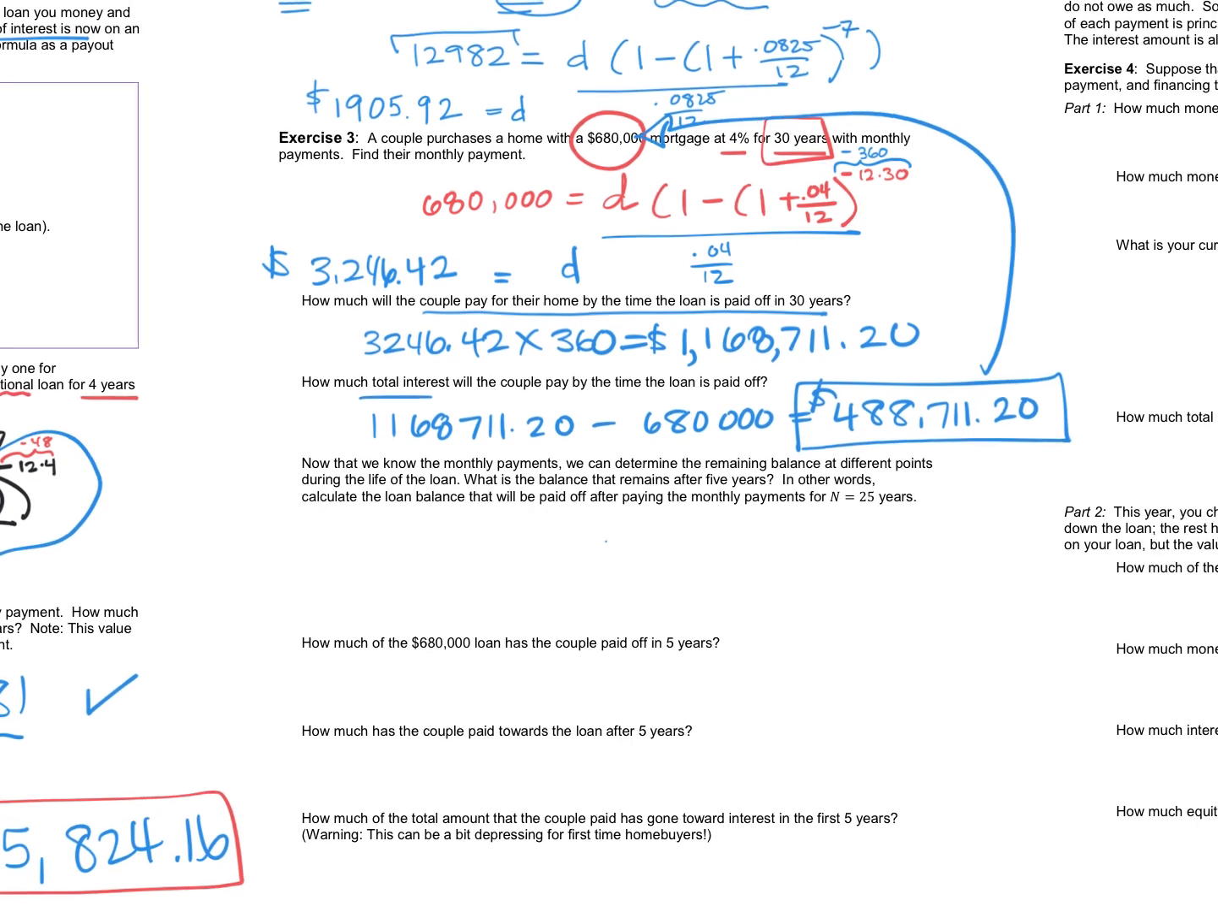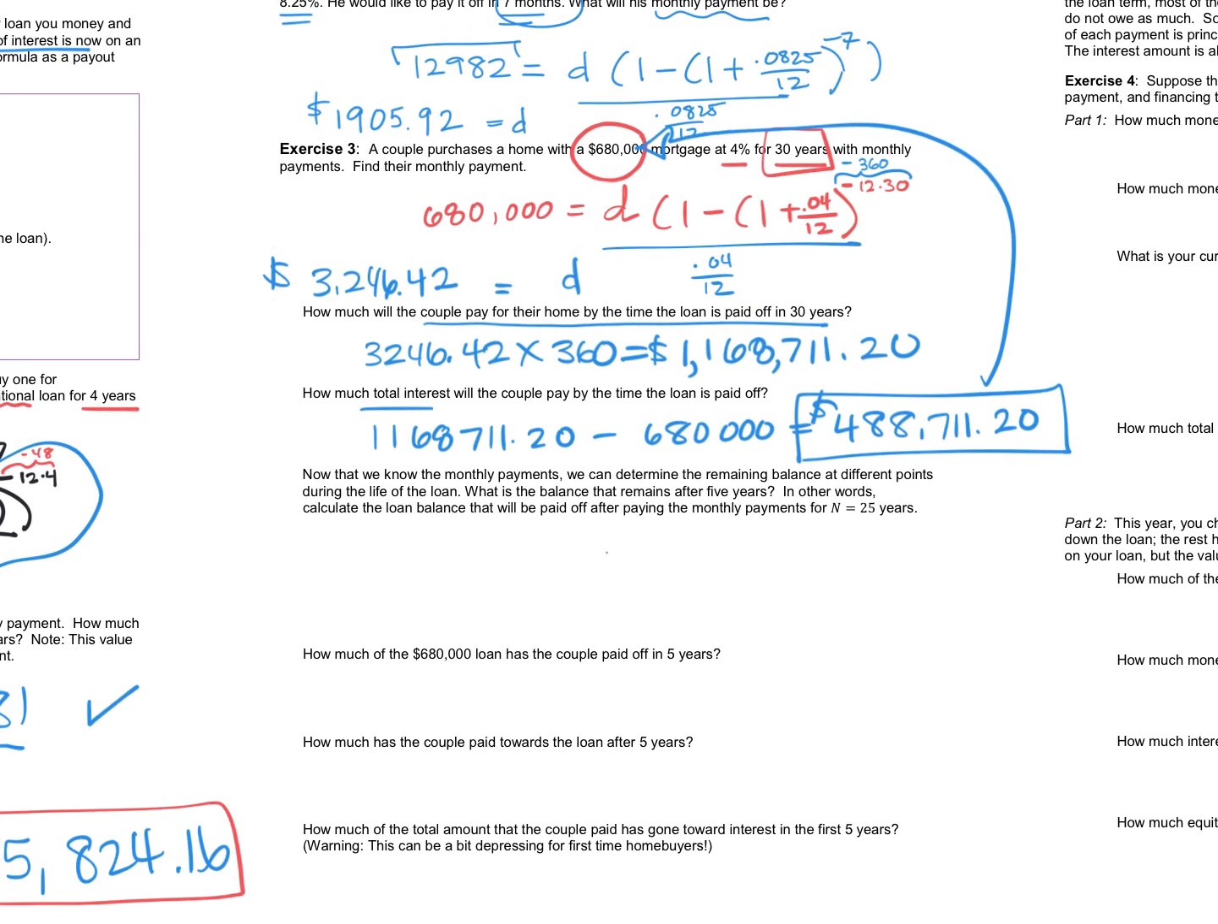Now that we know the monthly payments, we can determine the remaining balance at different points during the life of the loan. So we can figure out, for example, what the balance is after 5 years, which means you'd have 25 more years of monthly payments to make. If we can calculate the loan balance after those years, you can see the difference and see what was paid off in 5.